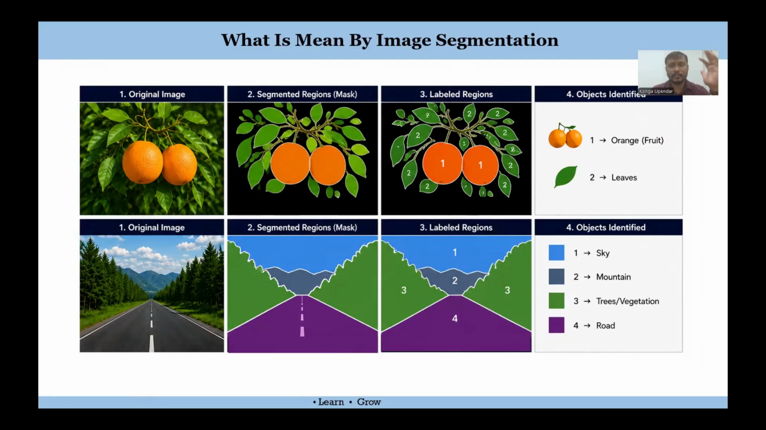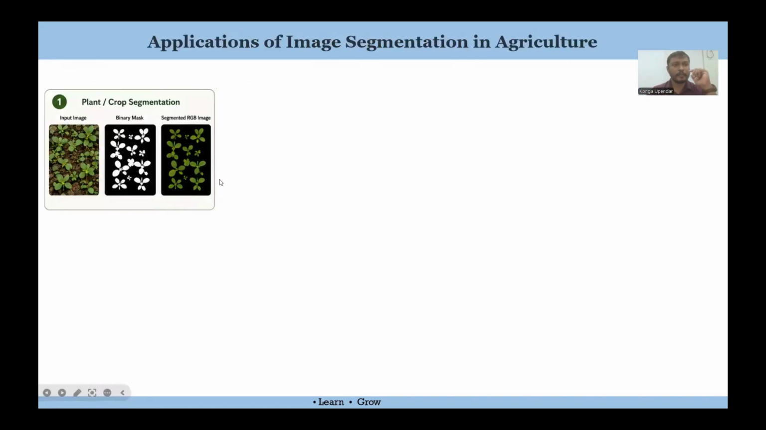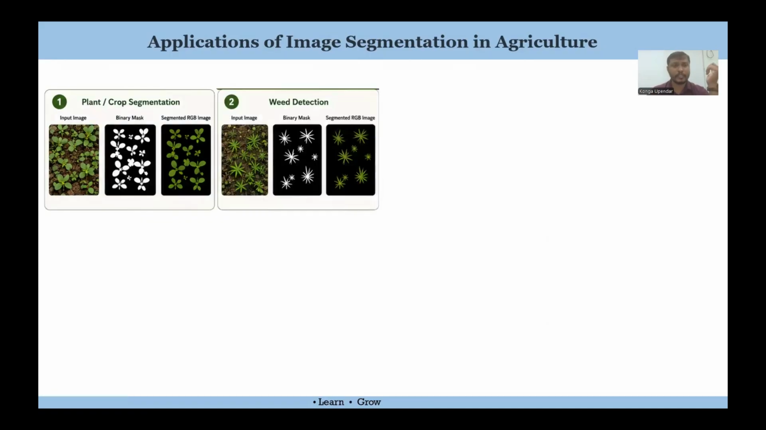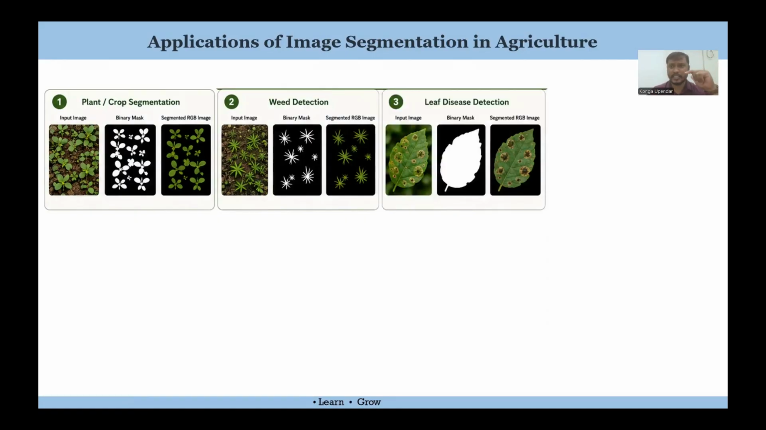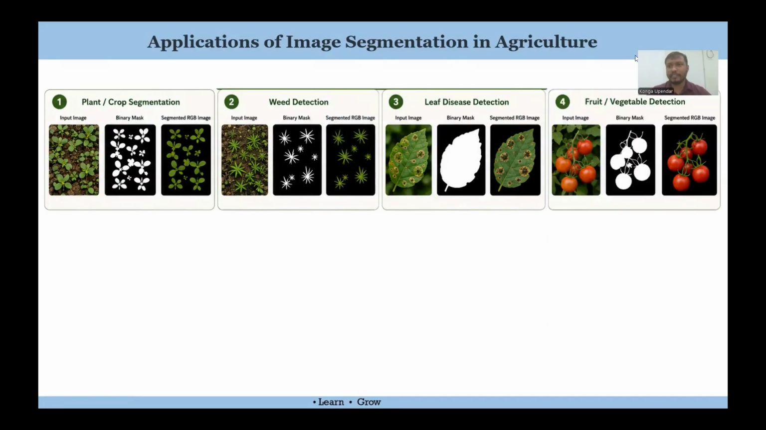Okay Upender, we got to know about image segmentation, but what is the application of image segmentation in agriculture? Where can I use it? So now we'll see the applications as well. You can see here, the first image is plant or crop segmentation. Here also we can use image segmentation models. Next thing is weed detection. Next, leaf disease detection. Next thing is fruit or vegetable detection.